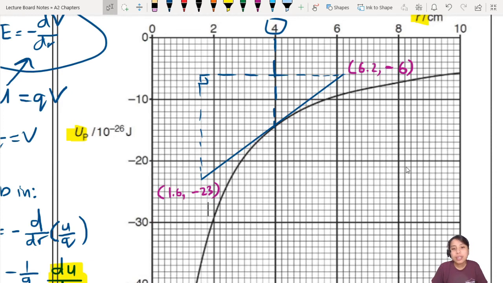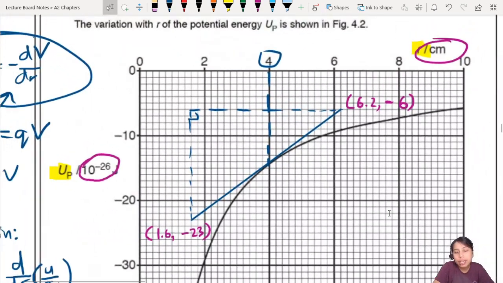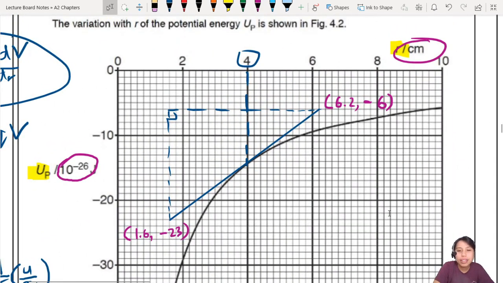And there they are. One thing to be very careful about is the units. Any prefixes. This is 10 to the negative 26, so I've got to be very careful. When I write negative 23, it means negative 23 times 10 to the negative 26. And up here, circle your prefix so you don't forget it's in centimeter. Convert to meter, please. Okay, so this is how you can do your gradient. You might draw something a little bit different. We'll see if you get a mark for that.